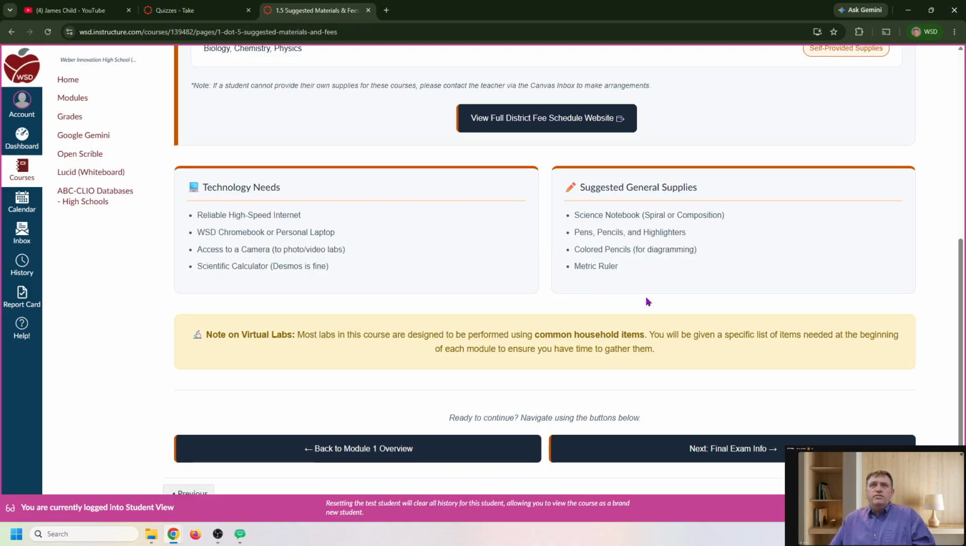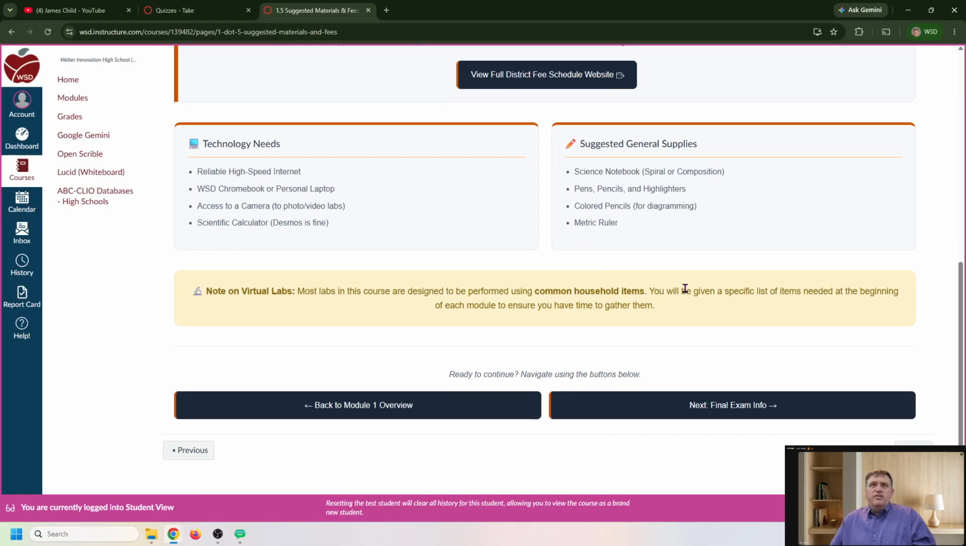Over here, general supplies. Some of the labs you have to do coloring or drawing, right? You don't have to have a notebook just for this class, but from time to time you might need paper. And there's times you will need to measure stuff with a ruler. Okay.